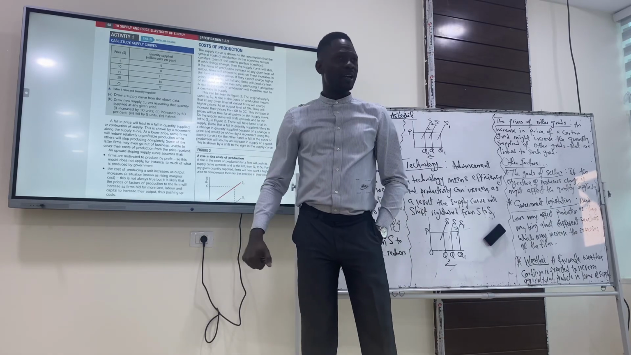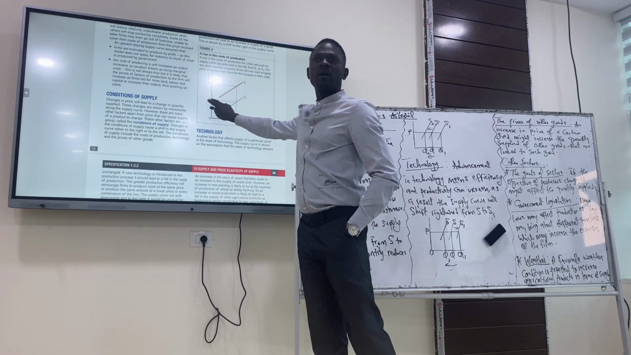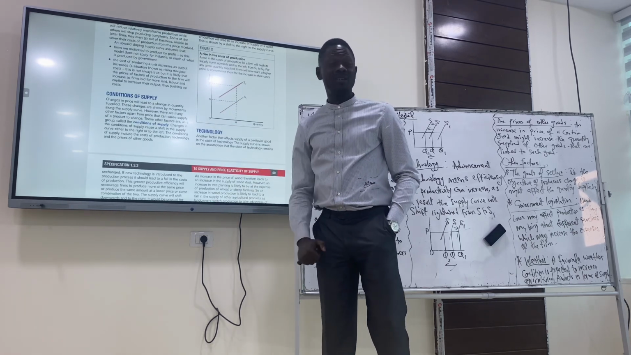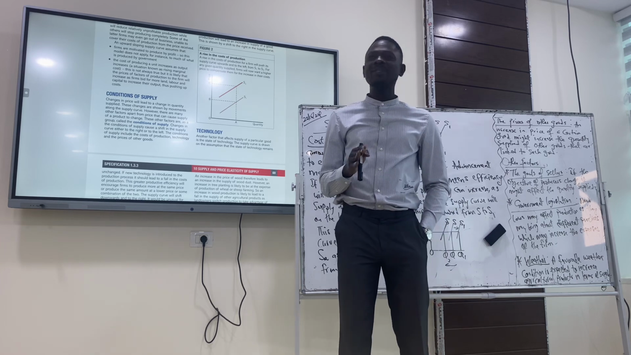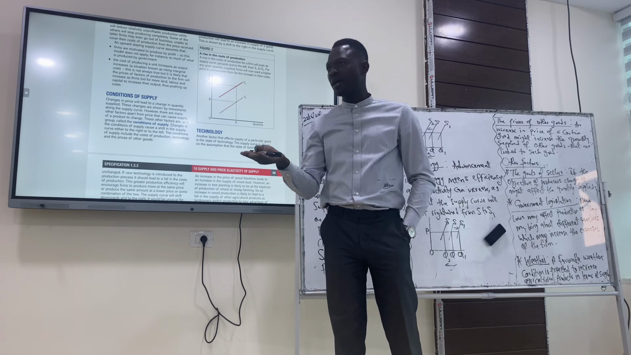We continue with supply, Economics AS. We're going to the conditions of supply. When we talk about conditions of supply, we're talking about situations about supply. So what would make the supply curve shift to the right or to the left?